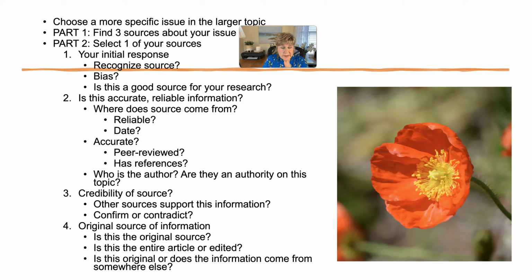Accurate. Is the information accurate? One way to find this out is to look to see if it's been peer-reviewed. If it has been published in a scientific journal. A journal is basically a magazine where scientists publish their work, right? And now everything's online. So, if it's published in a scientific journal, it has been peer-reviewed. The peer review process is very important.